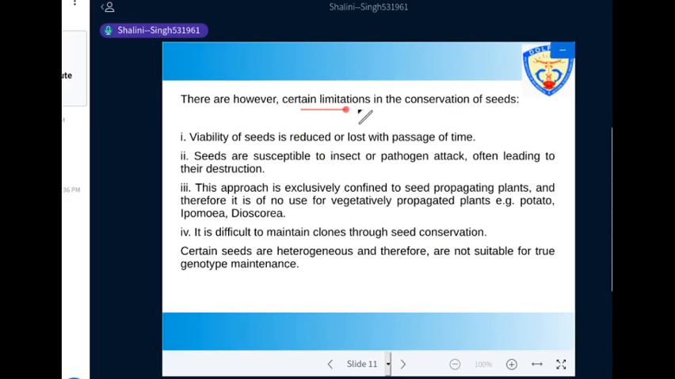But there are also certain limitations in seed conservation, like viability of seeds may be reduced or lost with passage of time.